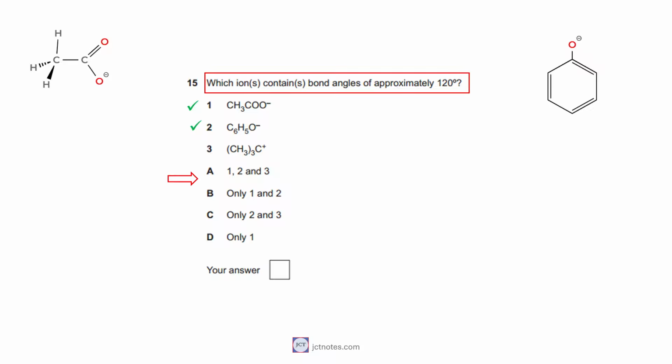Ion 3 is a tert-butyl carbocation. The central carbon is a carbocation with 3 groups attached and no lone pairs. This leads to sp2 hybridization and a trigonal planar geometry around the central carbon with bond angles approximately 120 degrees. Ion 3 also fits the profile. Therefore, ions 1, 2, and 3 contain bond angles of approximately 120 degrees. The answer is A.